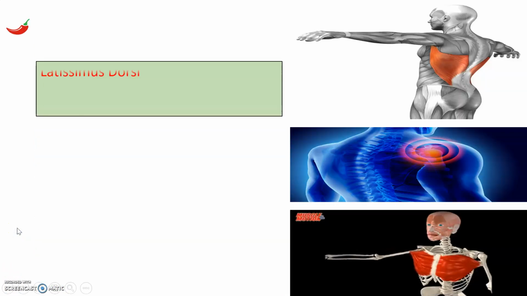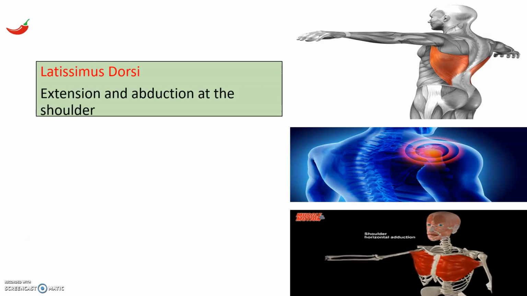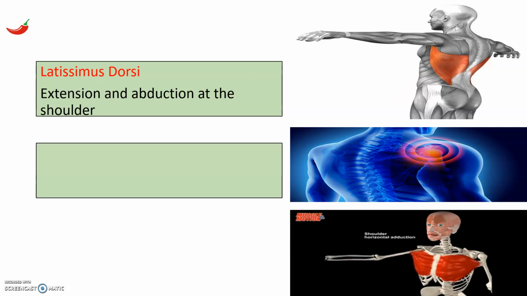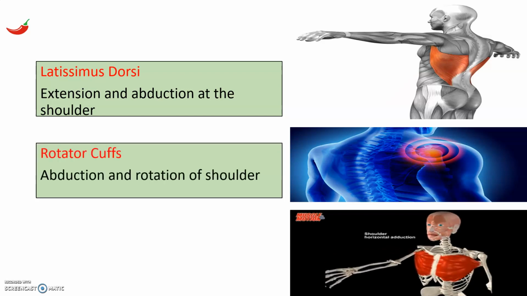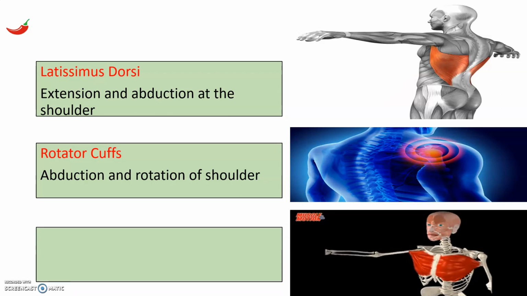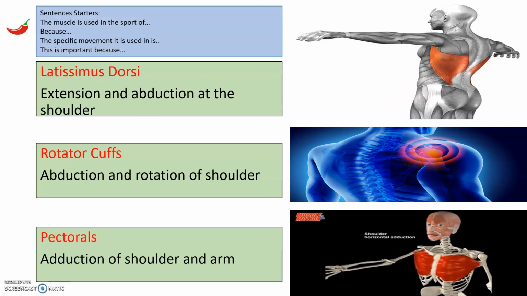Okay, so let's move on to the next three. So we've got latissimus dorsi here, you can see the top right. This is extension and abduction at the shoulder. We've got rotator cuffs. This is again abduction and rotation at the shoulder. Pectorals, looking at adduction of the shoulder and of the arm.